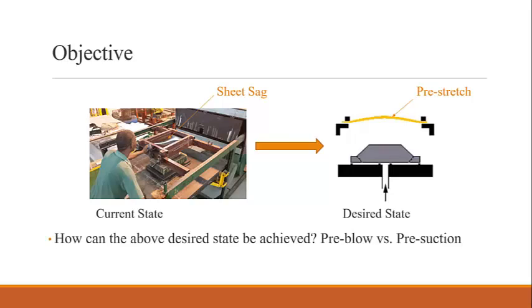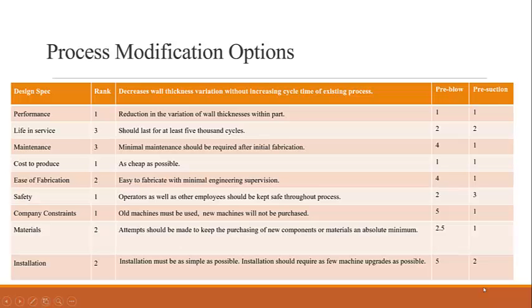The pre-blow method uses heated air blowing up onto the plastic to form the bubble shape, whereas the pre-suction is having a negative pressure above the plastic to lift it up into the bubble or dome. Here are the design specifications comparing the 2 options. The 2 main deciding factors are maintenance and ease of fabrication.